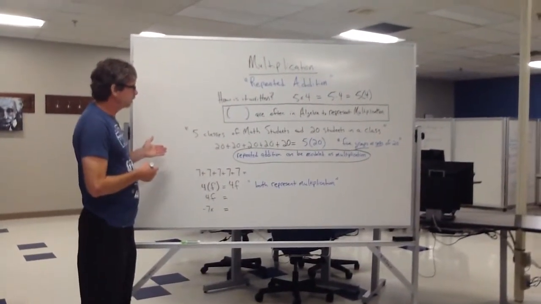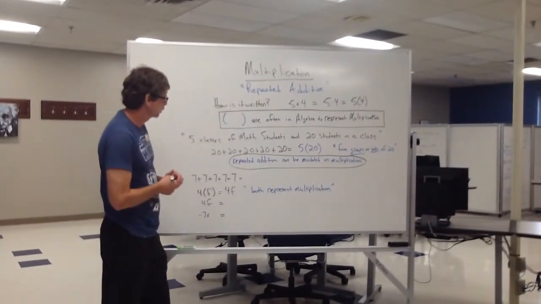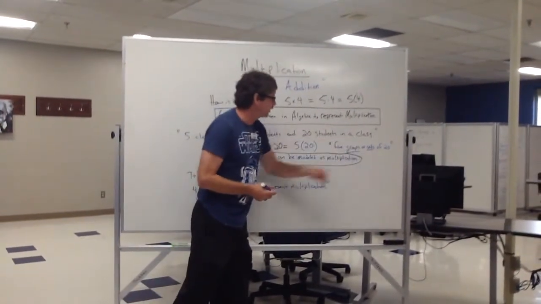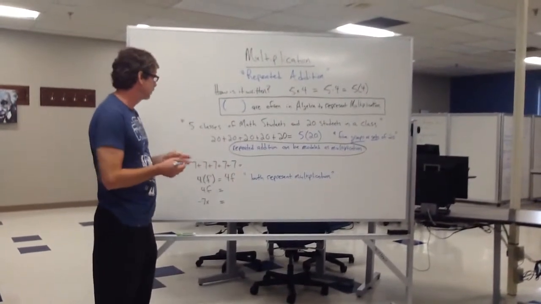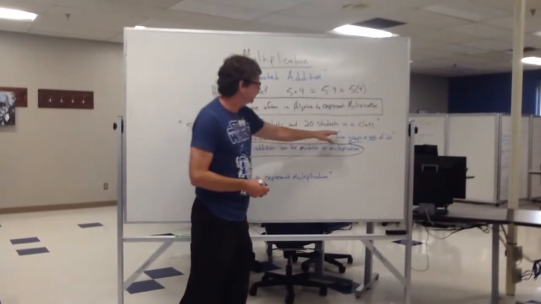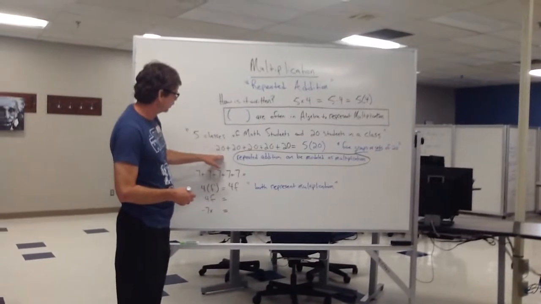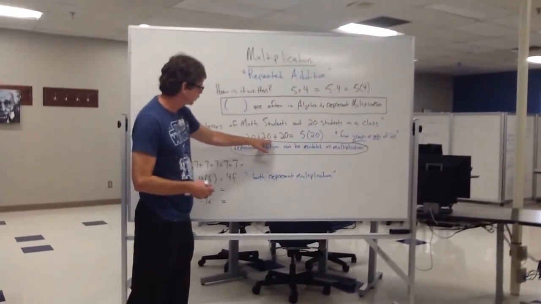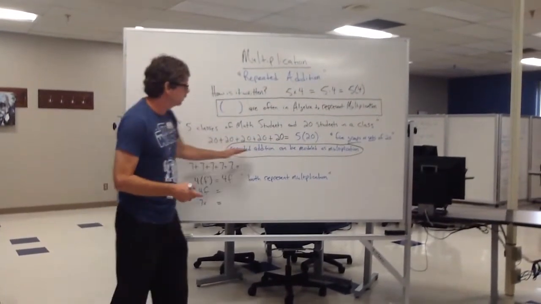An example of a multiplication problem would be, say I have 5 classes of math students. Yes, I do have 5 classes of math students, and 20 students in a class. Well, I don't have 20 students in each class though, but I like the number 20. So if I have 5 classes of math and there are 20 students in a class, that can basically be modeled as 20 in the first class, 20 in the second class, 20 in the third class, 20 in the fourth class, and then 20 in the fifth class. In other words, I have a grand total of 100 students.